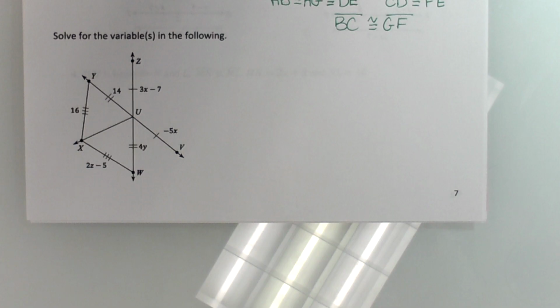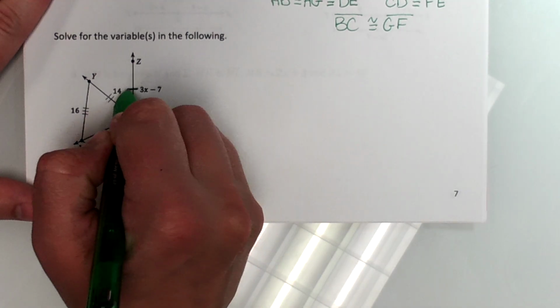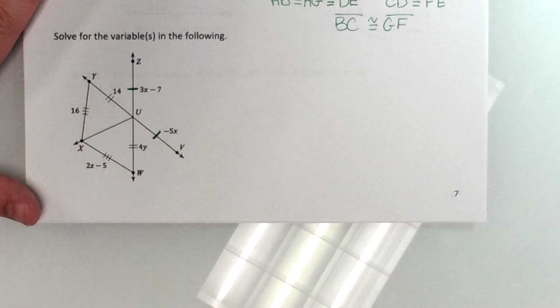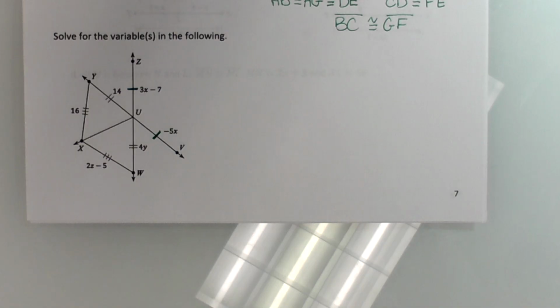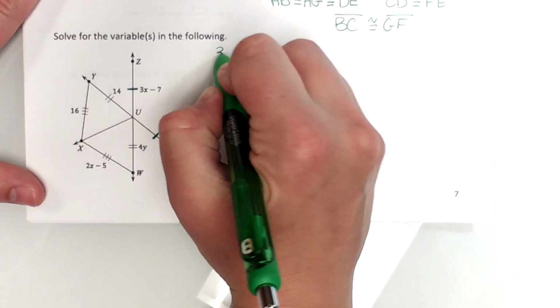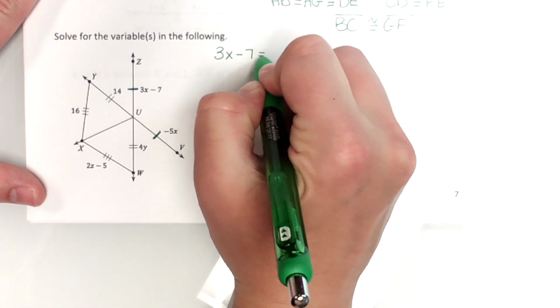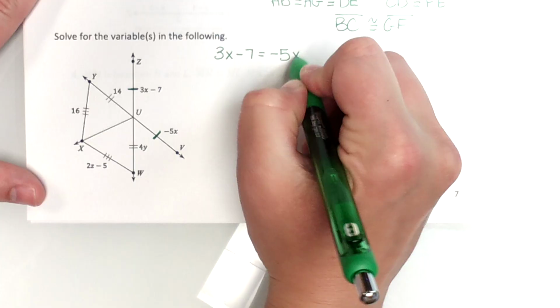I've got this picture right here. Do you see a bunch of tick marks on it? The single tick marks are here and here, meaning those two things are congruent. Those things have the same measure. They are the same length. What is a math symbol that means same? Equal sign. So that means this 3x minus 7 is equal to negative 5x.